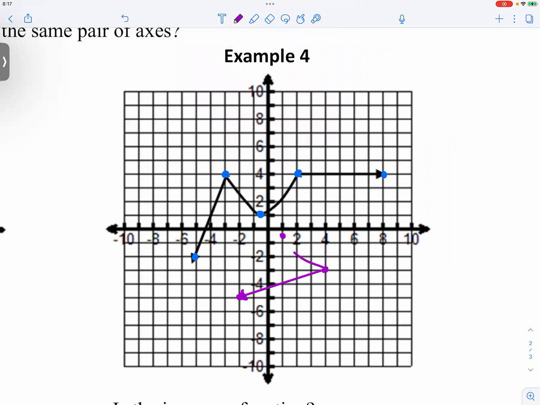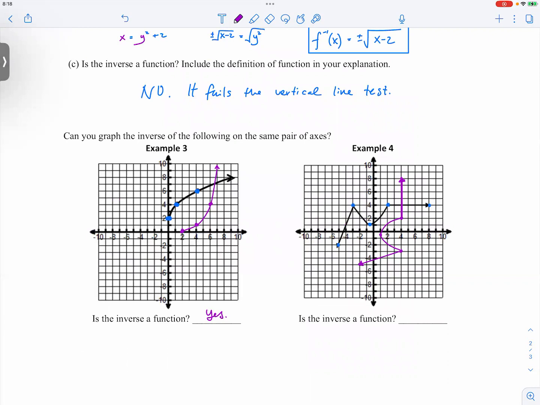And then I'm going to connect them. And then you have (2, 4), so that means you should have (4, 2). Like this. And then this point is (8, 4), so it'll be (4, 8). So if you look at this right here, you have the graph of the inverse. Now, is it a function? We say it is not a function because the inverse would violate the vertical line test.